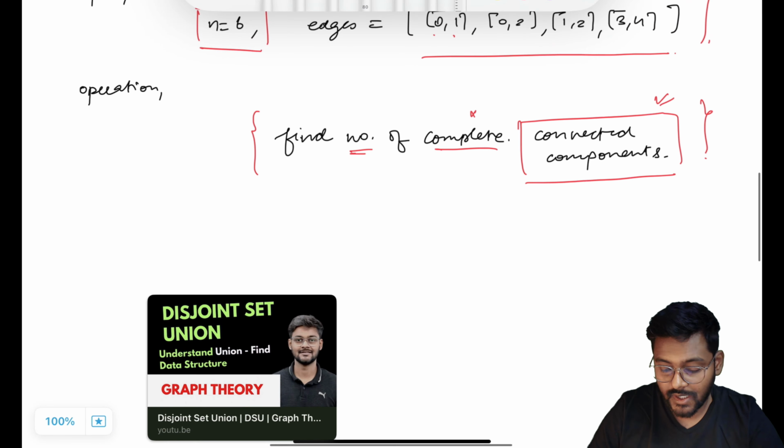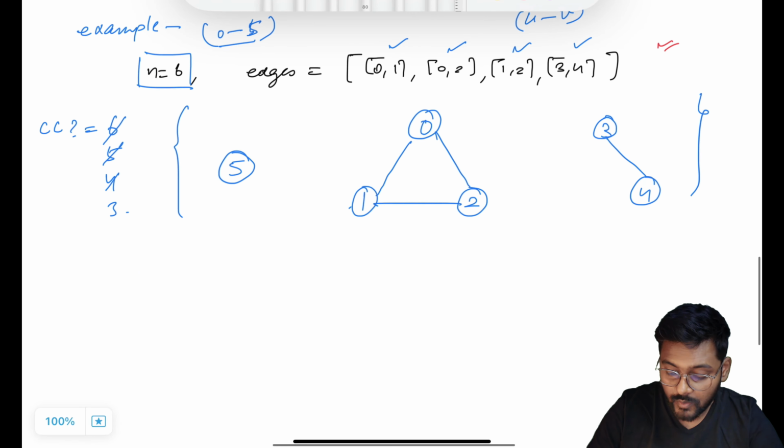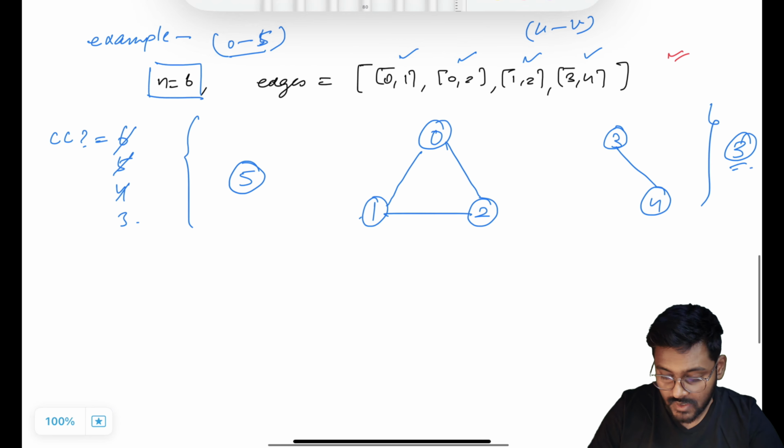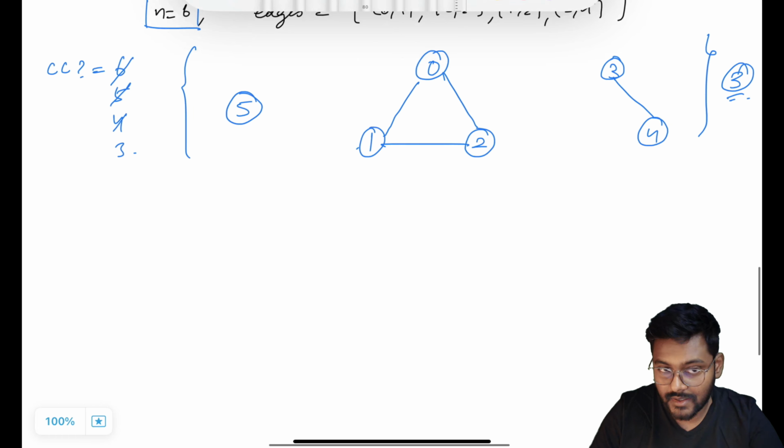But in the problem, they are not asking us to find the number of connected components. So here, for this graph, the connected components are 3 in number, but they are requiring us to figure out the complete connected components.